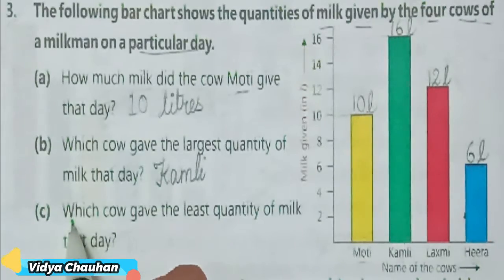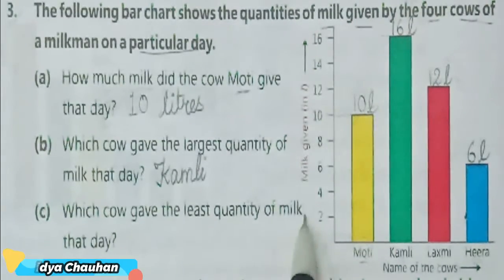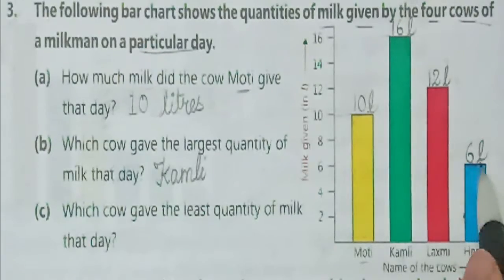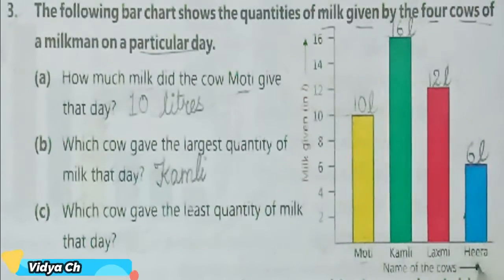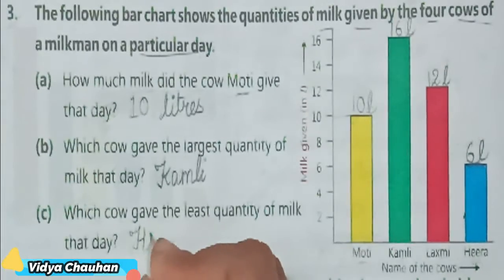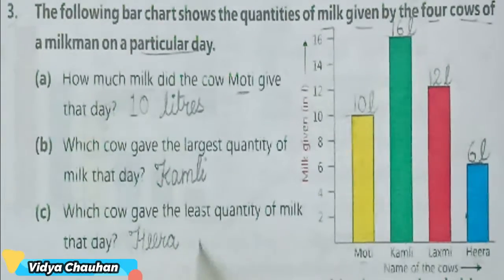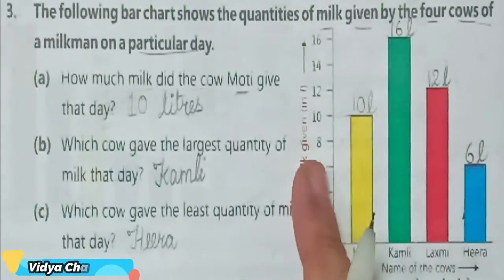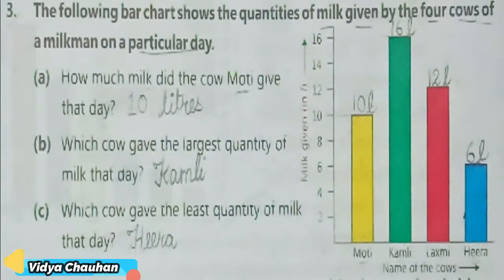Coming to the third part, which cow gave the least quantity of milk that day? So which cow is it? The minimum amount of milk is 6 liters given by Hira. So the correct answer is Hira. You will write Hira, and it has given only 6 liters of milk. Okay, students. So with this, you can go ahead with the other questions from your book exercise in your notebook.